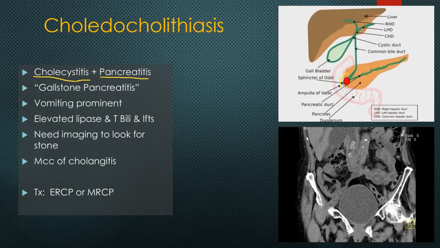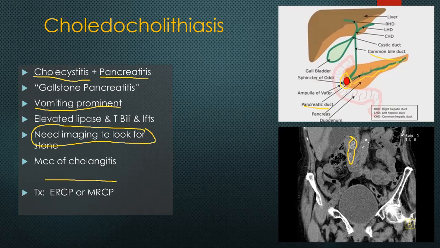And you can see that there's some kind of blockage down here where it's blocking both the common bile duct as well as the pancreatic duct. And you can't see the exact stone, but you can see there are stones in the common bile duct. And so that's how we know that this is what's going on. Vomiting is very prominent because the enzymes back up into the pancreas and they cause quite a lot of nausea, and they start digesting the pancreas. This can become necrotic very quickly, and always get imaging.